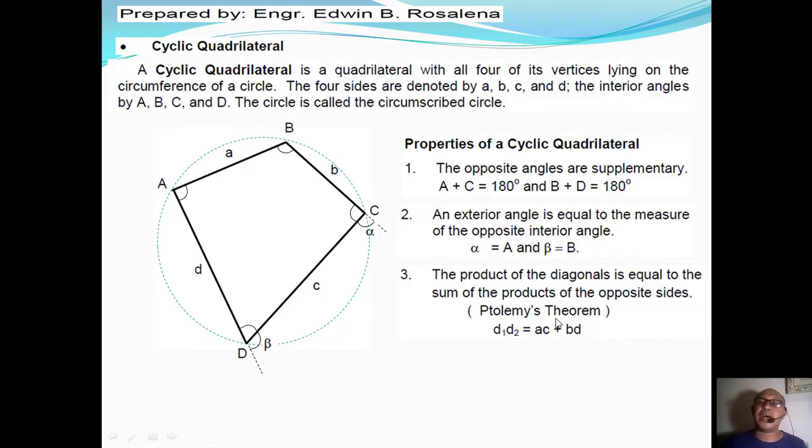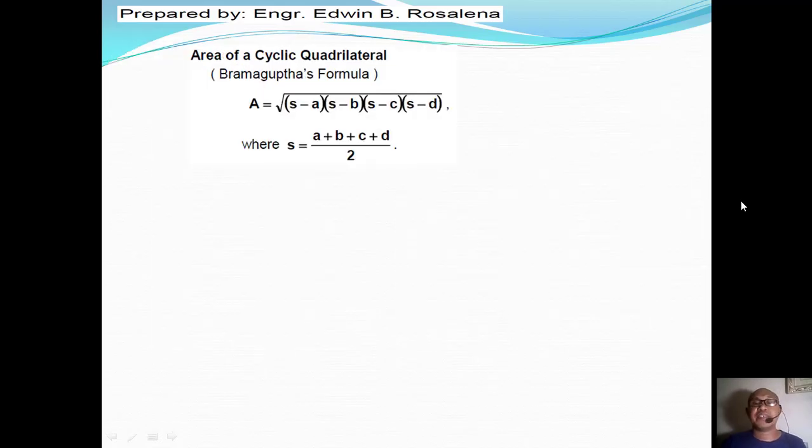Then number three, we have the product of the diagonals is equal to the sum of the products of the opposite sides. So the product of the diagonals is equal to the sum of the products of the opposite sides. So if this is diagonal D1 and diagonal D2, so the product D1 times D2 is equal to the sum of the products of the opposite sides, AC plus BD. Okay, then we have the formula for the area of a cyclic quadrilateral, where S is the semi-perimeter.